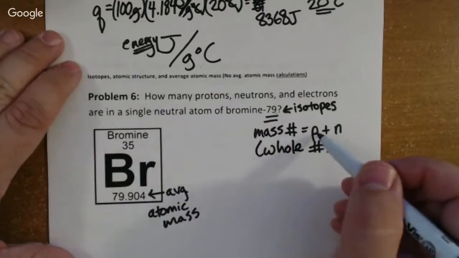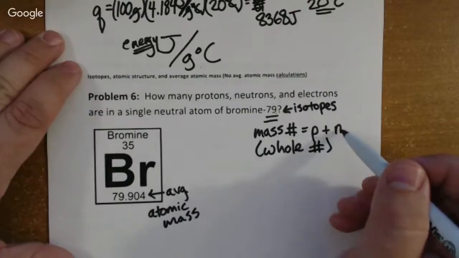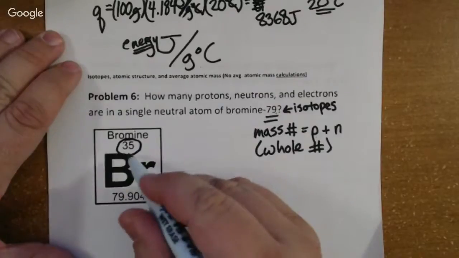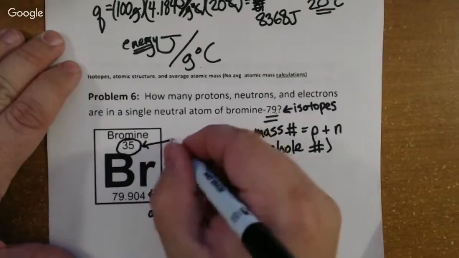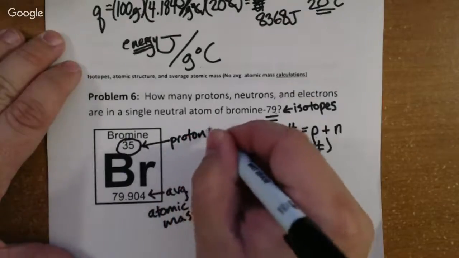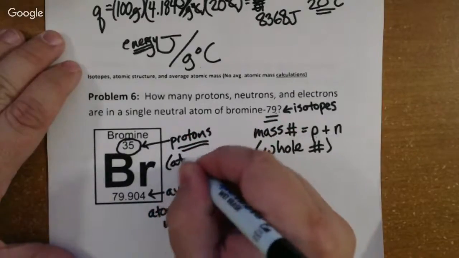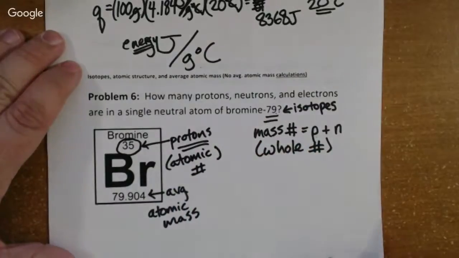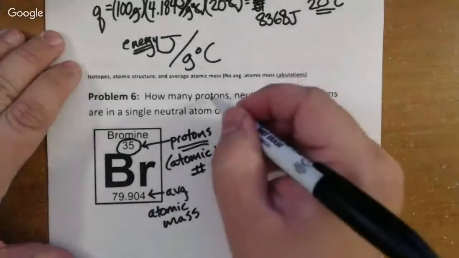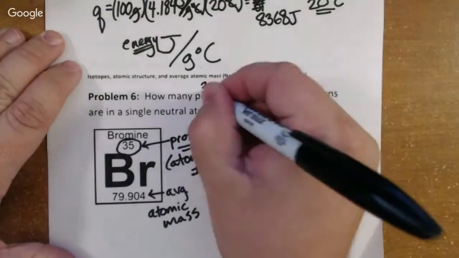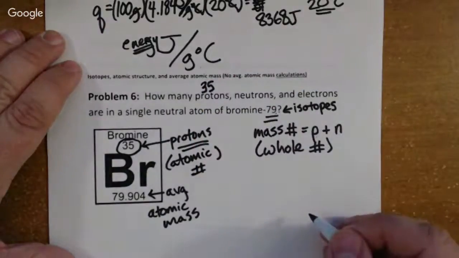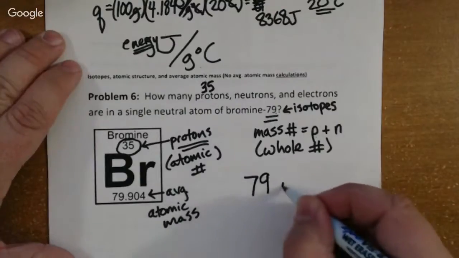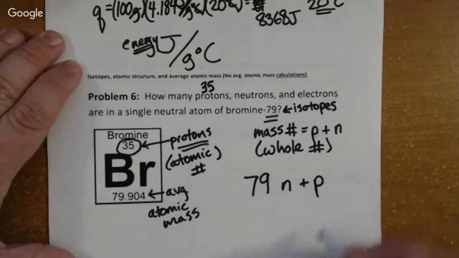I know the sum of protons and neutrons. I also have a little information hidden up here. On the periodic table above the element symbol, we have protons. This is the atomic number. The atomic number helps identify an element. So we've already answered part of this problem. For protons, I've got 35.